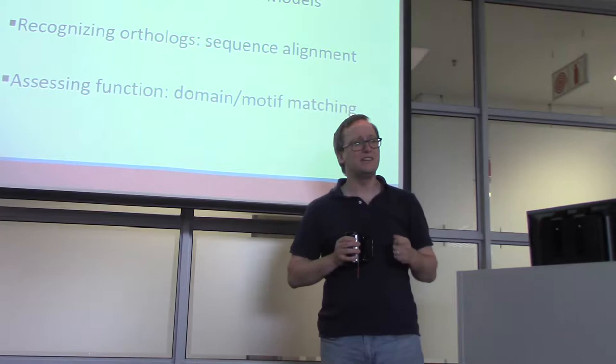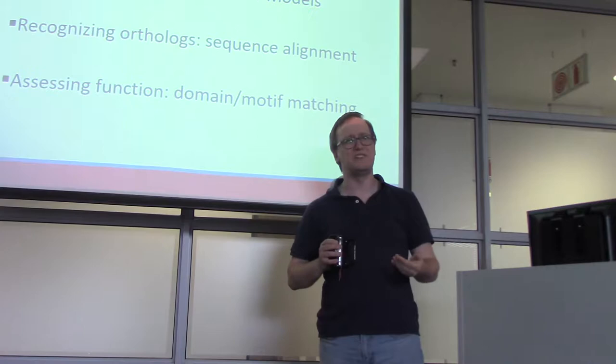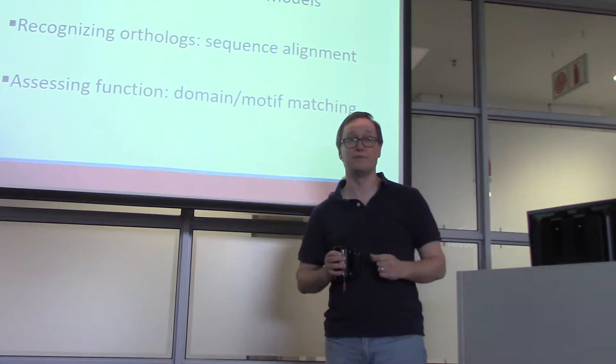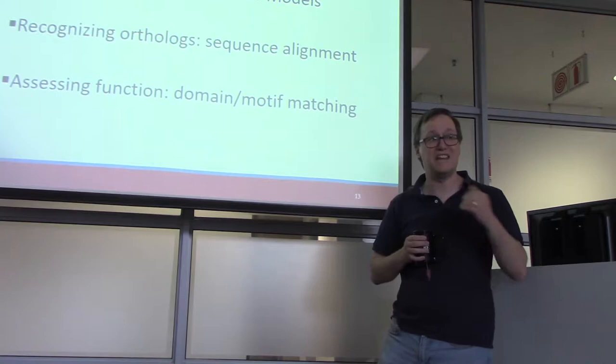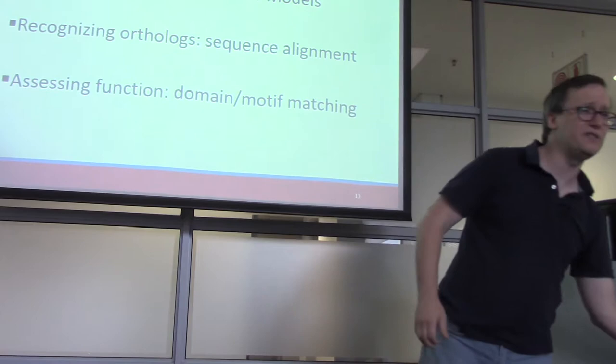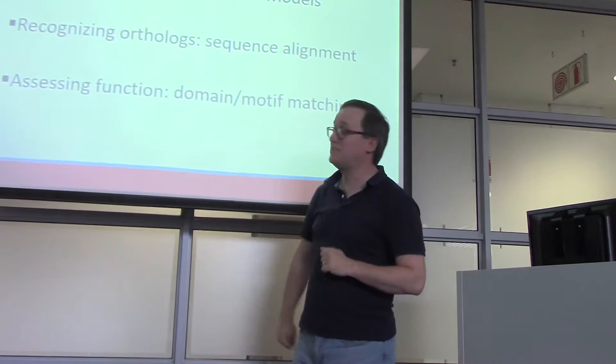But annotation doesn't just announce itself. If you've got an assembled sequence that you've produced, it doesn't just tell you where all the interesting bits are. That process is actually quite expensive. So we're going to try to talk about three different ways that we can put an annotation on sequencing data. The first of these is called Hidden Markov Models. The second one will be Sequence Alignment. And then the third one will be Domain and Motif Matching.